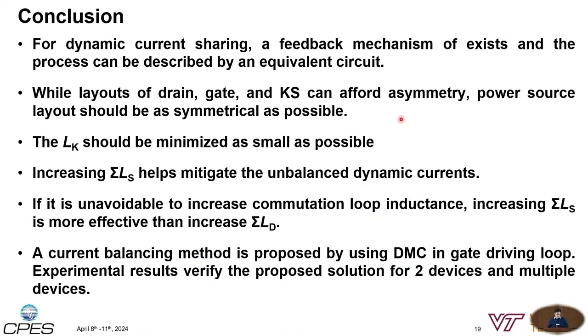Sorry about all the words, but I want to highlight the summary in this slide. First, for dynamic current sharing, we studied the feedback mechanism. We found there's a feedback mechanism, and it only depends on the power source mismatch. The layout of drain, gate, and Kelvin source can afford asymmetry, but the power source layout should be as symmetrical as possible to enhance dynamic current sharing. You can also decrease your Kelvin source parasitic inductance, or increase the summation of your source parasitic inductance. While these two methods help enhance dynamic current sharing, matching the drain inductance or increasing the summation of drain inductance doesn't help.